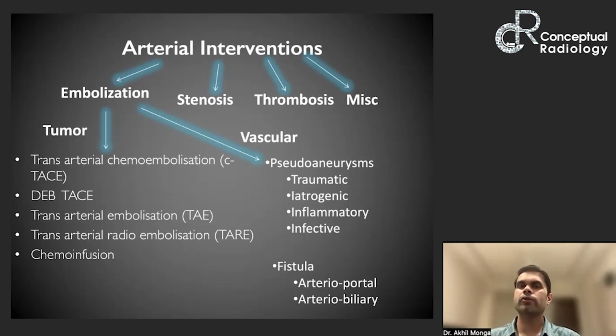Then the second and third component are primarily seen in hepatic transplant patients, that is stenosis of the transplant hepatic artery or thrombosis of the hepatic transplant artery. We will be briefly touching upon that so that you can include that in your answer. And if somebody asks you, you should know that this kind of entity is also there.